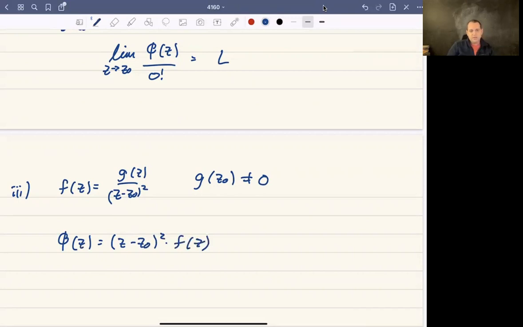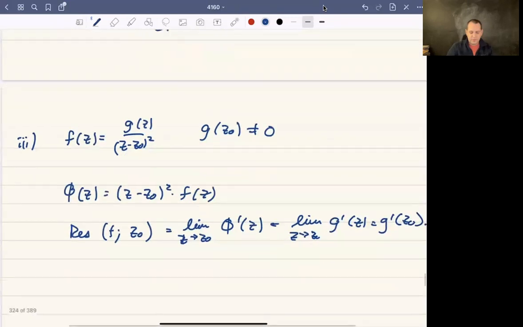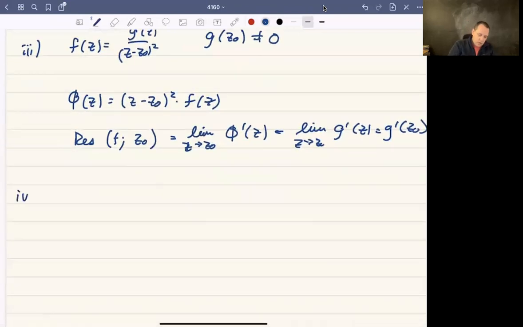And so what you're going to do is, if you have a pole of order 2, then your k is 2, and therefore the residue of f at z naught is going to be the limit as z approaches z naught of the derivative phi prime, which is really just g prime of z, as z approaches z naught, and that's of course just g prime of z naught. Okay, so even that follows from number 5. Number 4 also follows from number 5.